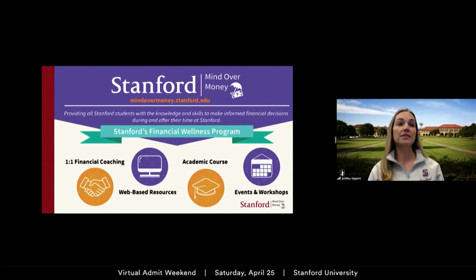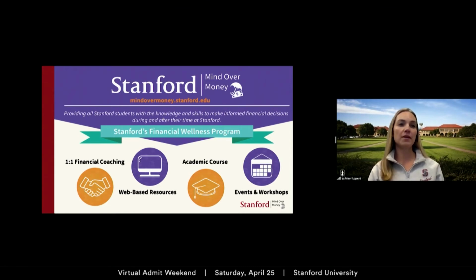Mind Over Money staff teach a 1-unit academic course called Wellness 183, Financial Wellness for a Healthy Long Life. Also, all students can meet one-on-one with a Mind Over Money financial coach for free. These coaches are mostly Stanford alumni who are excited to support students in attaining their financial goals, whether that is to figure out a feasible plan to get out of credit card debt or to figure out how to best plan for long-term investing as soon as they graduate.